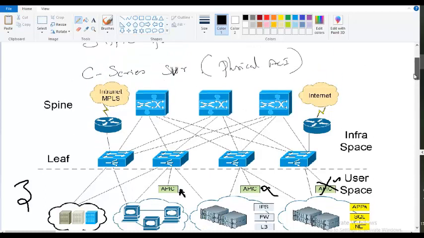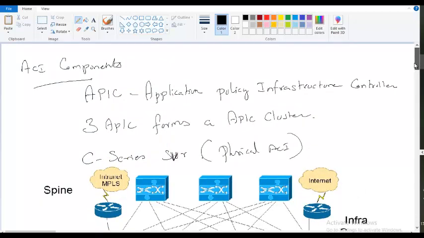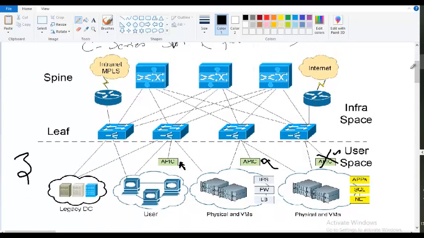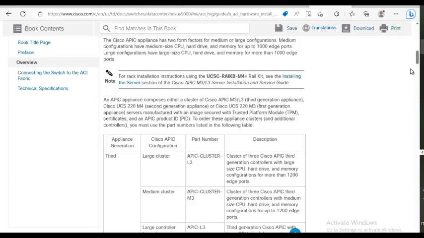But what is the current APIC we are using? Is it the third generation APIC? All right. See, the latest one we have to check with the document. Let me quickly check it first. See, the latest, the third generation is M3 or L3. But when you talk about the UCS server, it is M5 server. I repeat, this M3 runs on a UCS server, Cisco's UCS server.